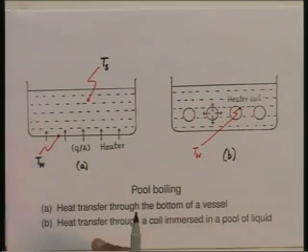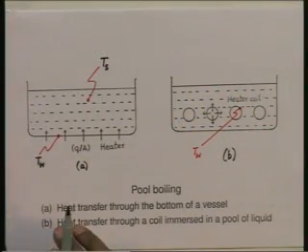So, what is the Q by A? What is the heat flux, watts per meter squared, that we will be supplying at the surface? That is what we would like to measure at the same time. So, the two parameters are T W minus T S, which we are controlling, and Q by A, the heat flux that we are supplying in order to get that particular value of T W minus T S.